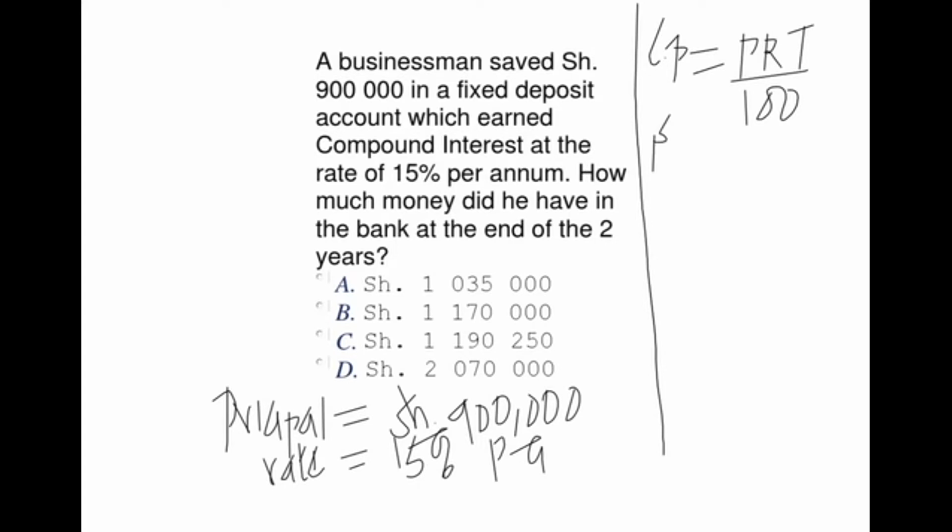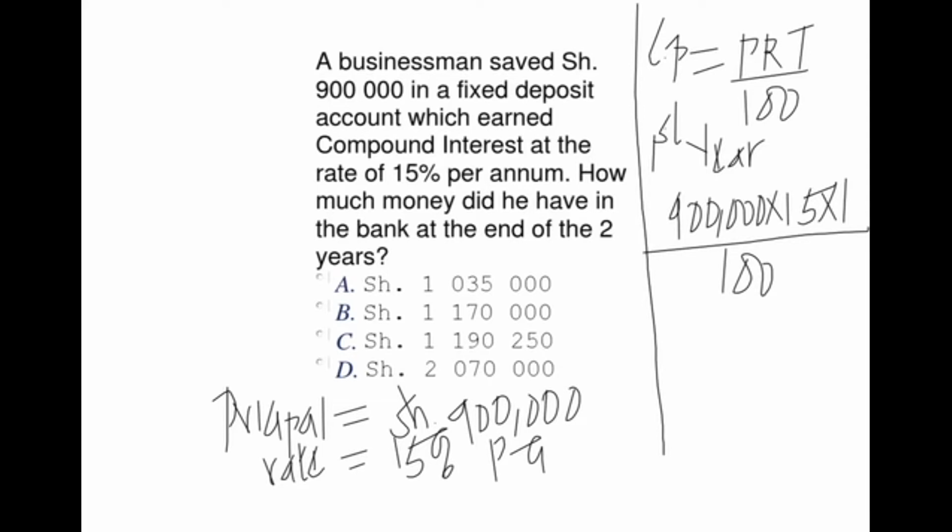So for the first year, we will have principal, that is 900,000, multiplied by the rate, multiplied by 1 year, divided by 100. So we have these two zeros cancelling with these two. We remain with 9,000 times 15. So 15 times 9, we have 9 times 5 is 45, carry 4. 9 times 1 is 9, plus 4 is 13. So we have 135,000. Because this was 9,000, we have 135,000 as the interest.